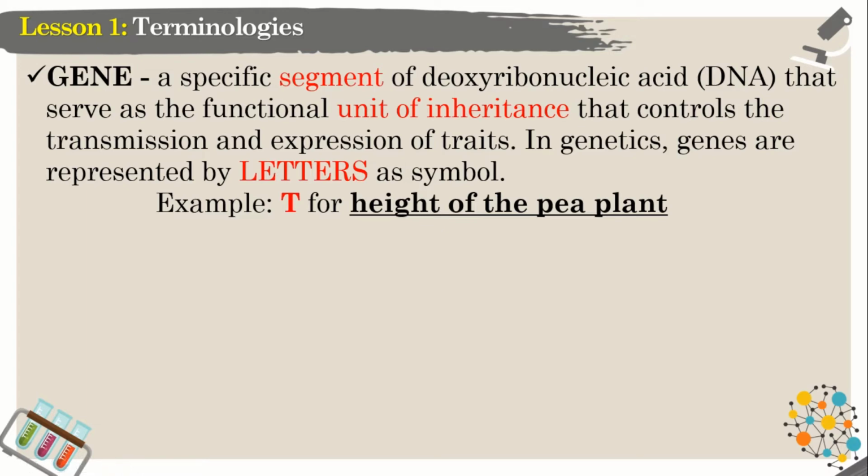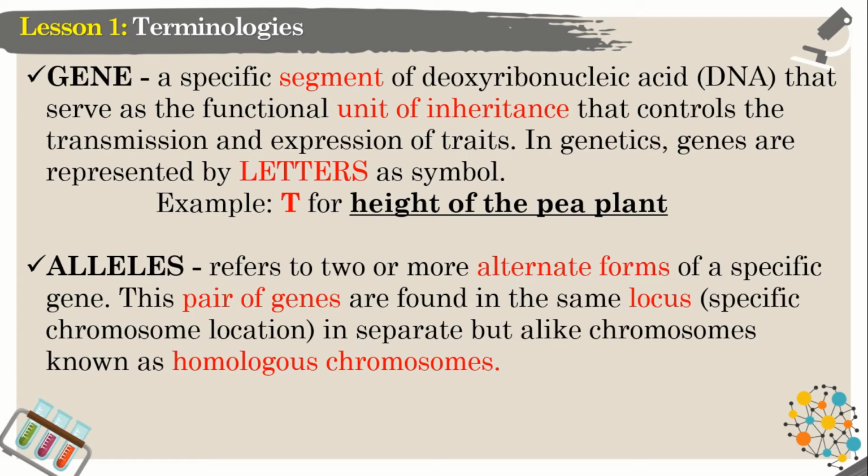Now, next term. So we have your alleles. When we talk about alleles, it refers to two or more alternate forms of a specific gene, or a version of genes. In order for us to have a pair of genes, an individual inherits these genes from their parents, one from the father, one from the mother. That's why we have a pair. Now, this pair of genes can be found in the same locus or specific location in your chromosome.